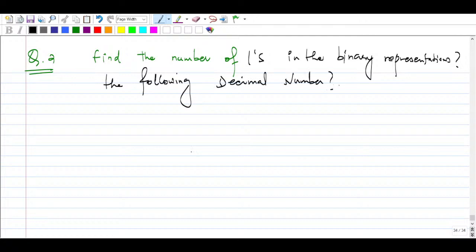You have been given a decimal number, right? And you have to find the number of ones. So how many ones are there in binary? Let me take one problem here.